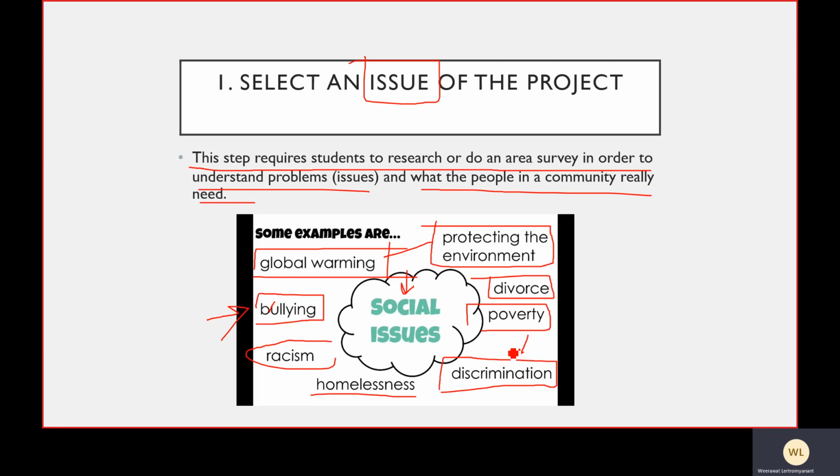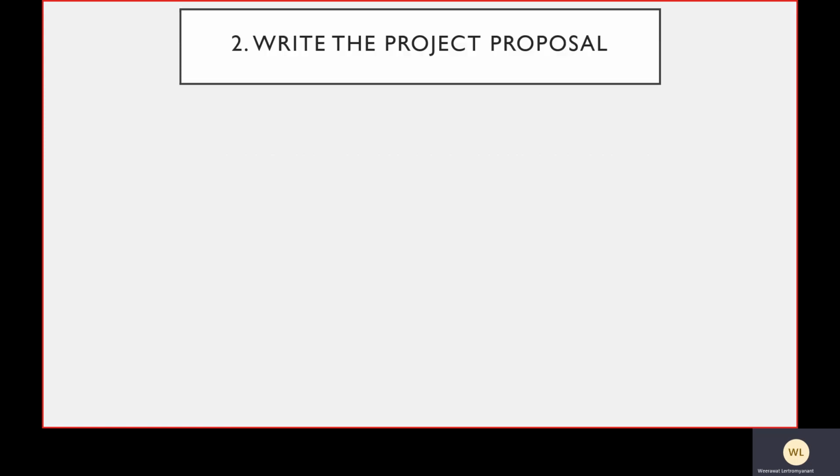Because everybody is born to be equal, and this is the example of the issues that you can go and research in the community first. And then you can come up with the issue and discuss with your friends. Okay, the next one: write the project proposal for this.